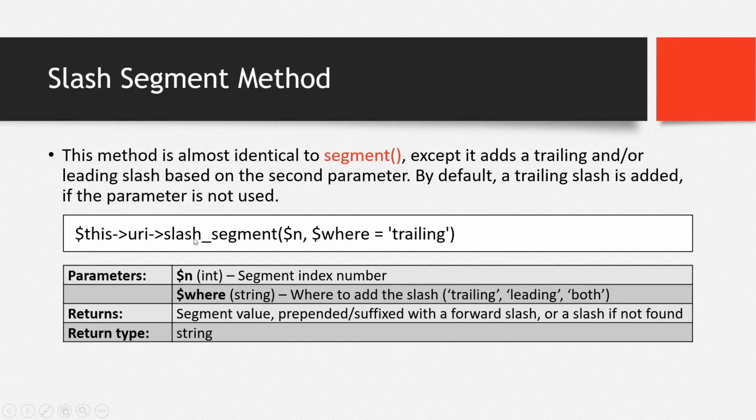So this URI is /_segment. First parameter, same pa rin yung segment index number. Yung where, basically yung what specific slash, trailing, leading, or both. Then basically yung return value niya will be the segment value prepended or suffixed with a forward slash or a slash if not found. Then return type niya is string.